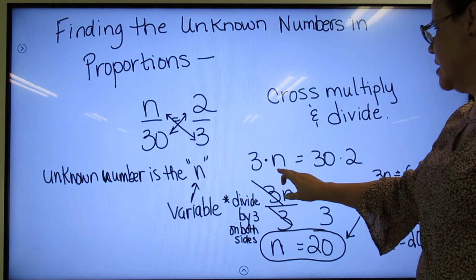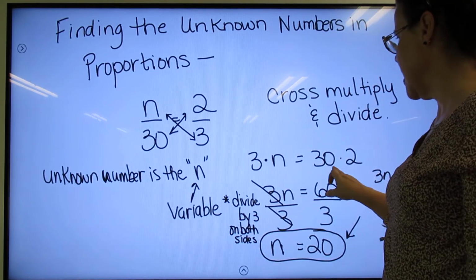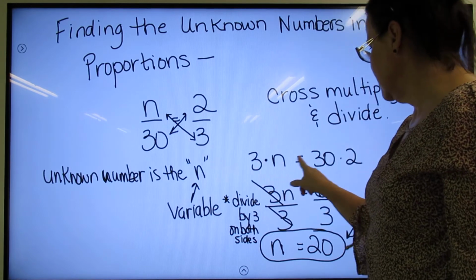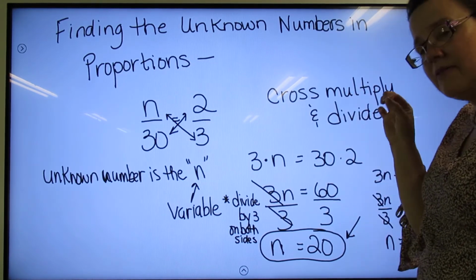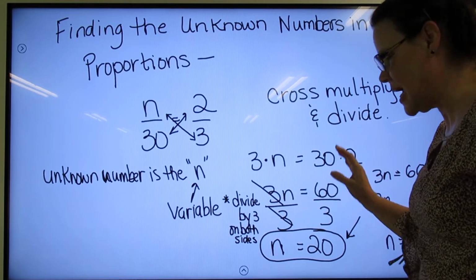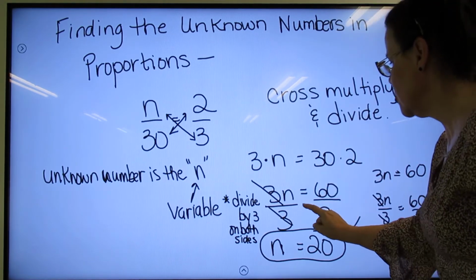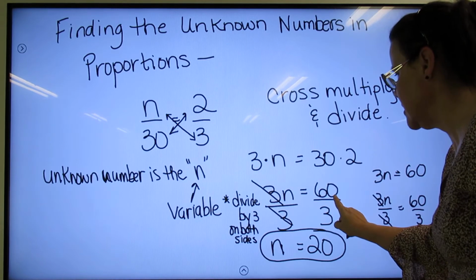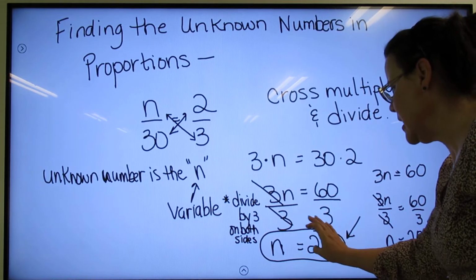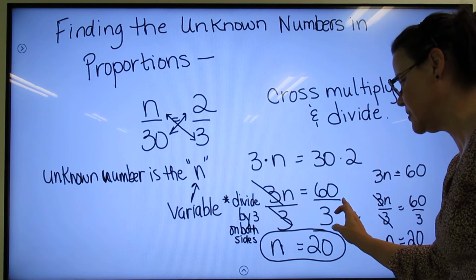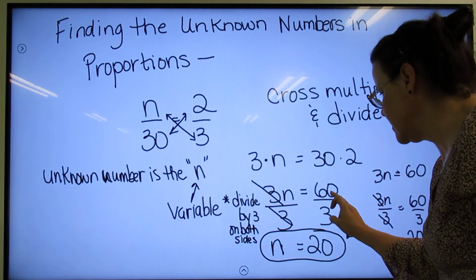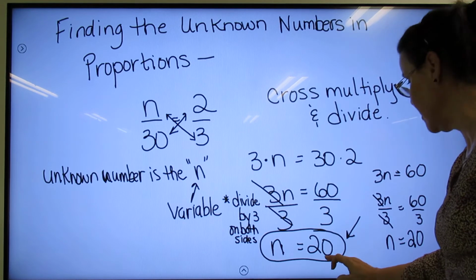So you cross multiply: 3 times n, 30 times 2. A little bit of pre-algebra right here. You're solving for the unknown, right? It's the algebraic concepts. So you do 3n equals 60. You take the 3 and you divide, because this is asking you what times 3 gives you 60. And you would find out that 60 divided by 3 would be 20.